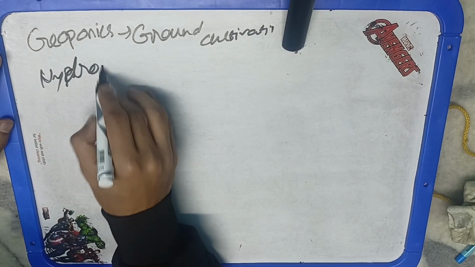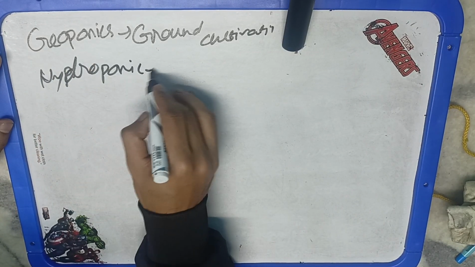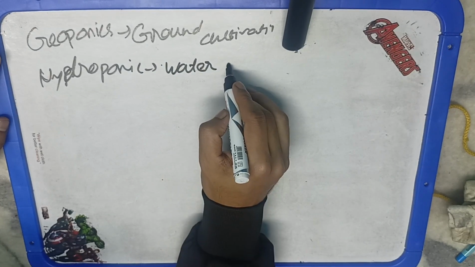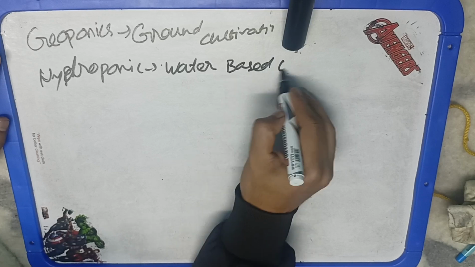Then there is aeroponics. Aeroponics is the practice of growing plants in air or mist. You can see this is the water, or we can say hydroponics. This is the air, and the mist is provided and the plants are growing. So this is aeroponics.